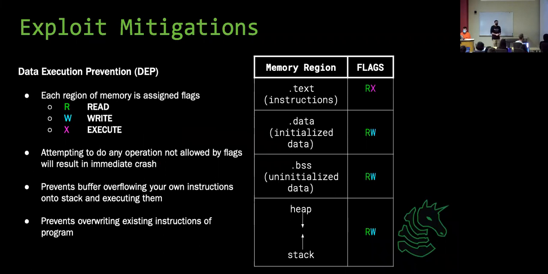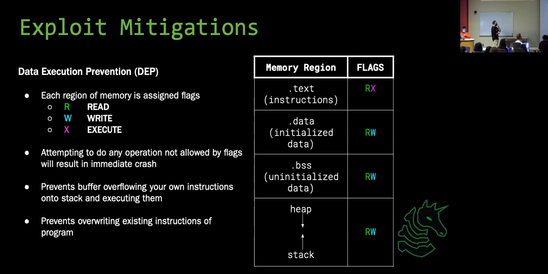So the entire idea of shellcode is kind of dead on modern computers. All modern computers have these things called exploit mitigations, which are in place to make sure methods like what we just talked about don't work. And the specific one that prevents shellcode is called data execution prevention, or DEP.